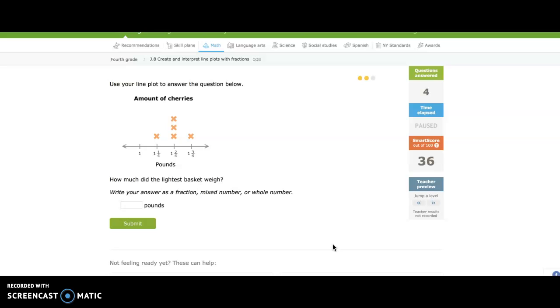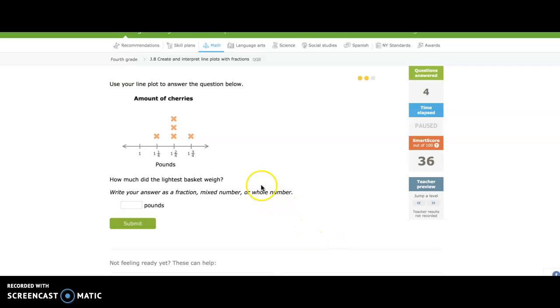Hello class, this is IXL skill J8, create and interpret line plots with fractions. I'm going to do a few problems with you to help you get started. As you can see here, we are presented a line plot with the amount of cherries. And the question says, how much did the lightest basket of cherries weigh?